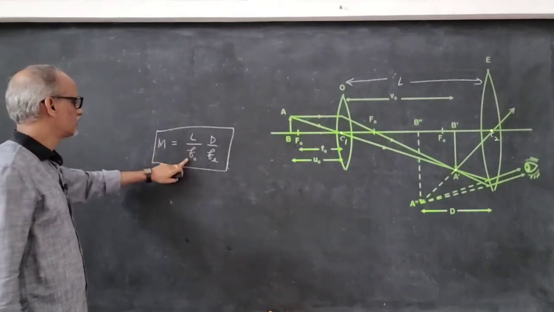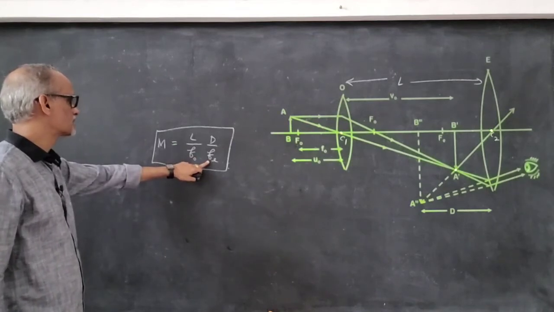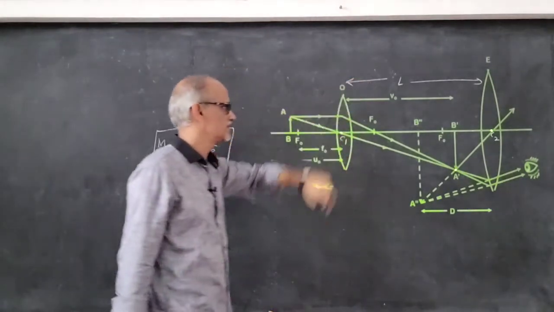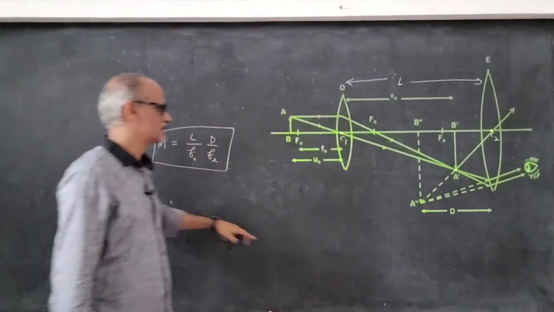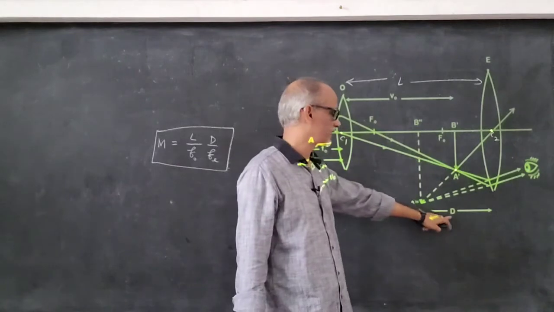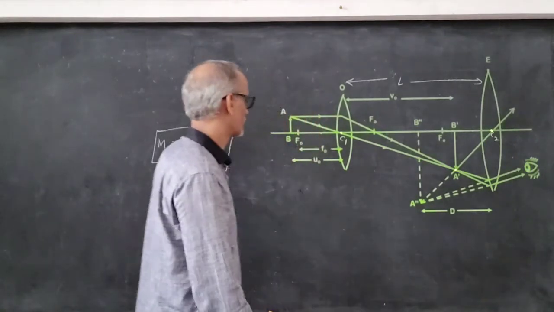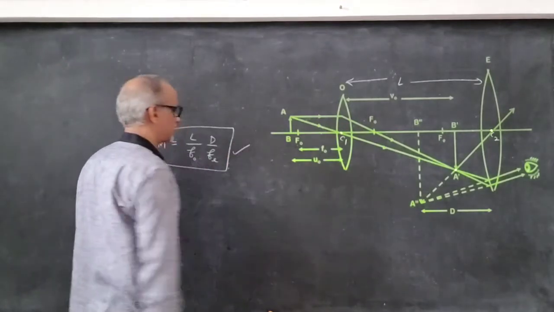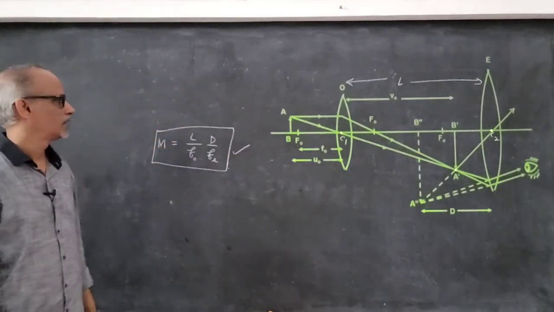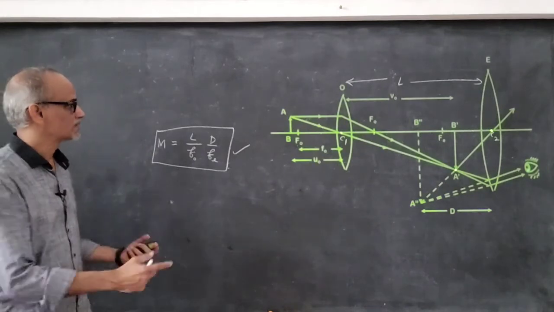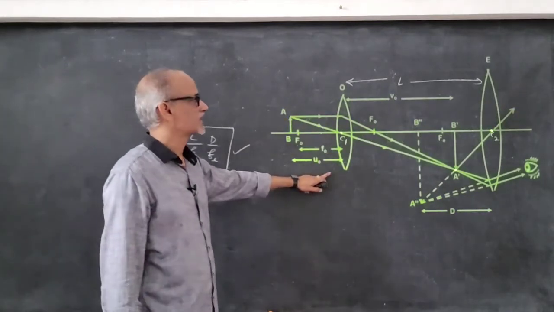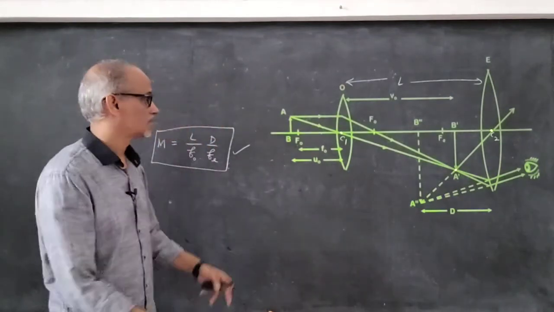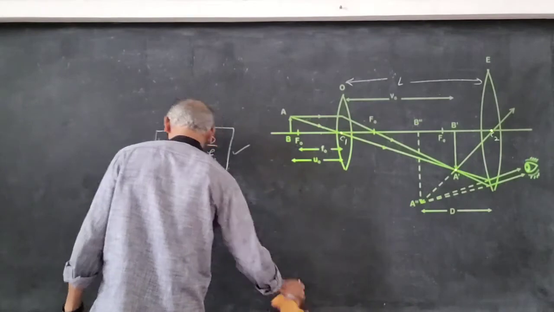FO and FE are the focal length of the objective and the focal length of the eyepiece. L is the distance between the objective and the eyepiece, and D is the least distance of distinct vision at which we form the final image. Okay. So this is the expression for the magnifying power of a compound microscope, and two lenses are used, the objective lens and the eyepiece lens, and the objective lens is of less aperture, whereas the eyepiece is of more aperture.